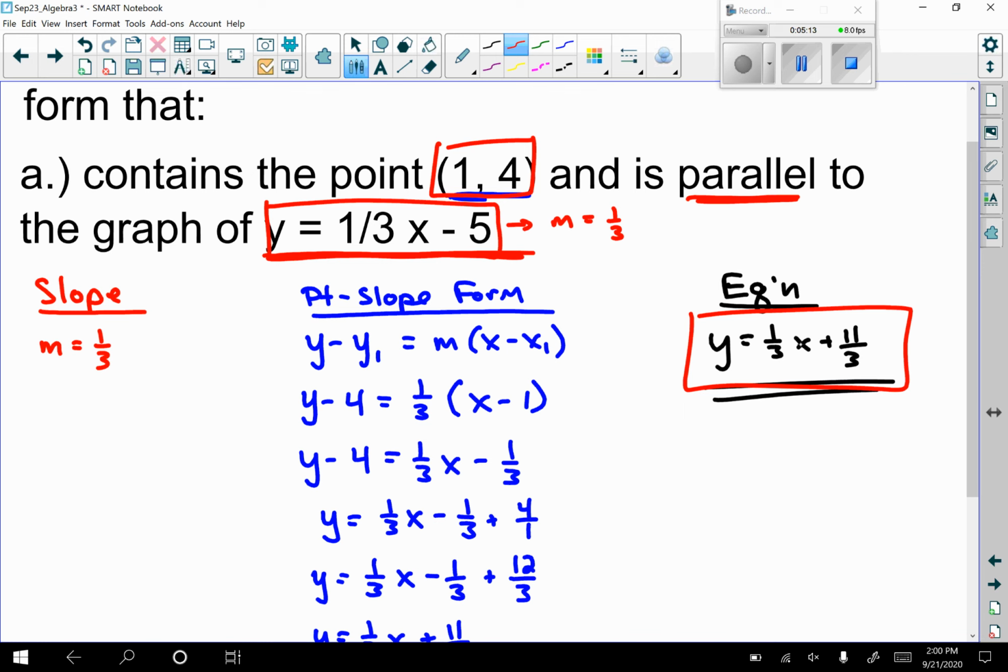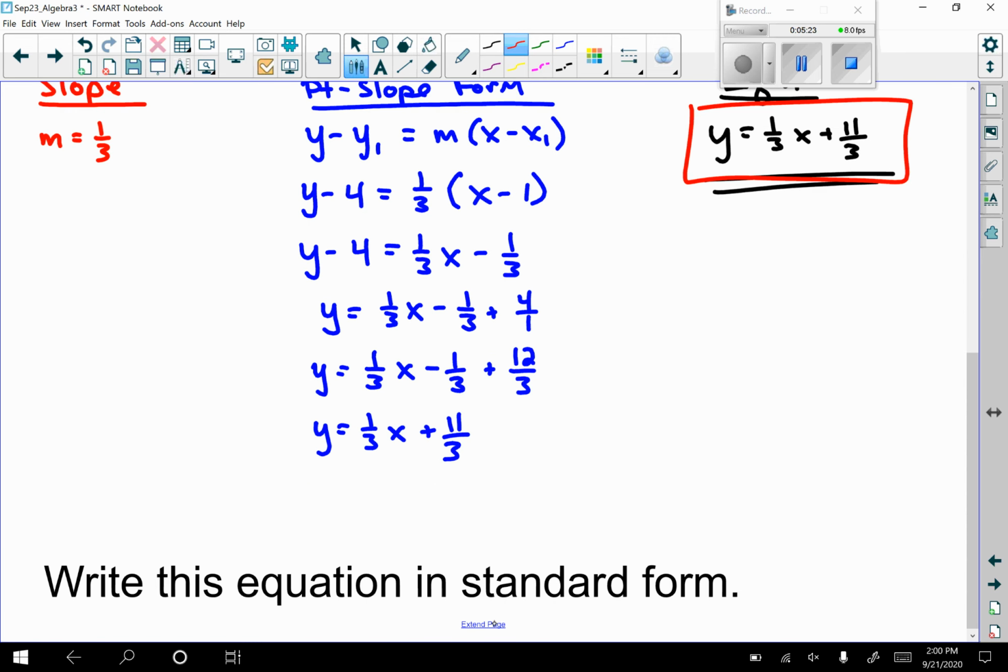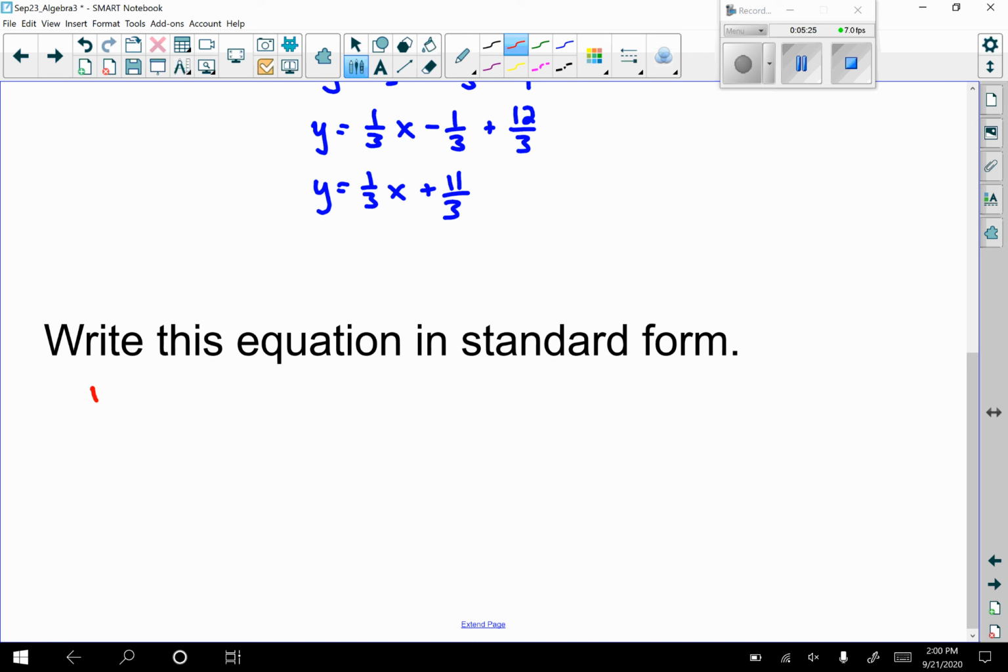So our line that we came up with this equation should pass through the point 1, 4, and it should be parallel to y equals 1/3 x minus 5. So that's in slope-intercept form. Let's also go ahead and write this in standard form just to practice. Y equals 1/3 x plus 11/3. Pause the video and give this a try.